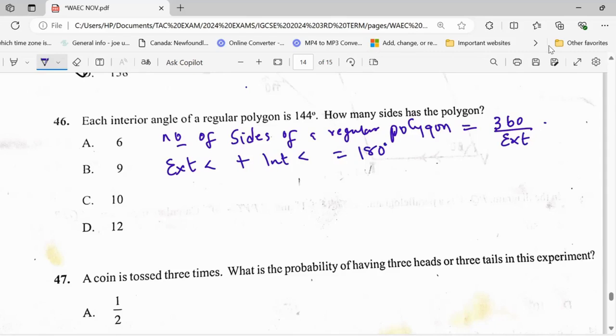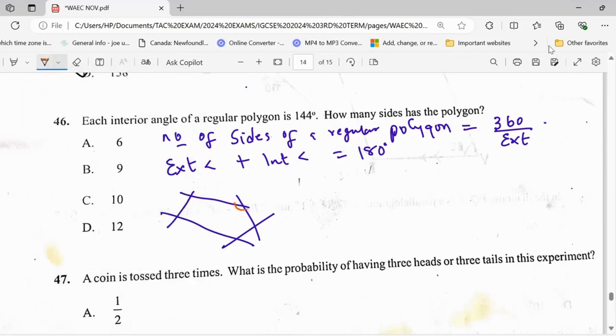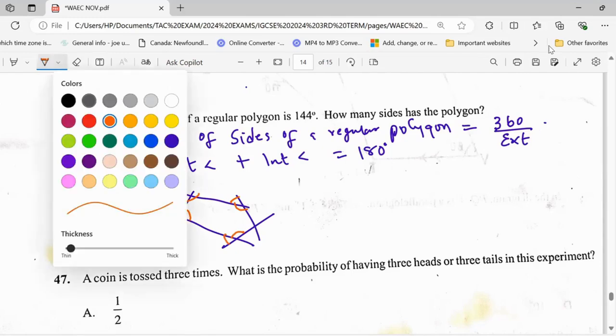Because if you have a polygon, let's give an example. Let's draw a polygon. This is a polygon here. Now, you will see that this is interior, this is exterior. This is interior, this is exterior. They all lie on a straight line. So the interior and the exterior all lie on a straight line, and their sum will give 180.